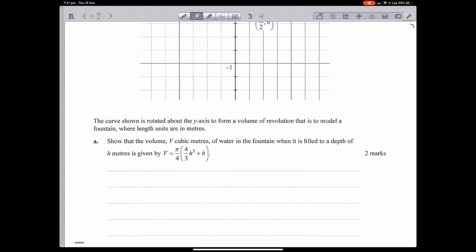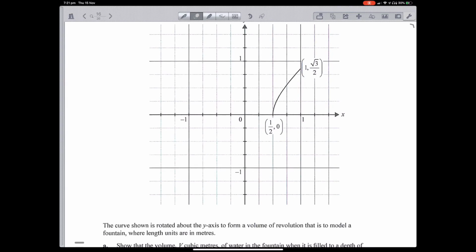Okay, the curve is rotated about the y-axis to form a volume of revolution. That is to model the fountain. Okay, so it's going to be like rotated. So that's 1 root 3 on 2. So negative 1 root 3 on 2 would be here. And that would curve. That's there. That's there. So we're going to rotate this about the axis. So that's the solid it's going to form. I just do art. I like colouring in.